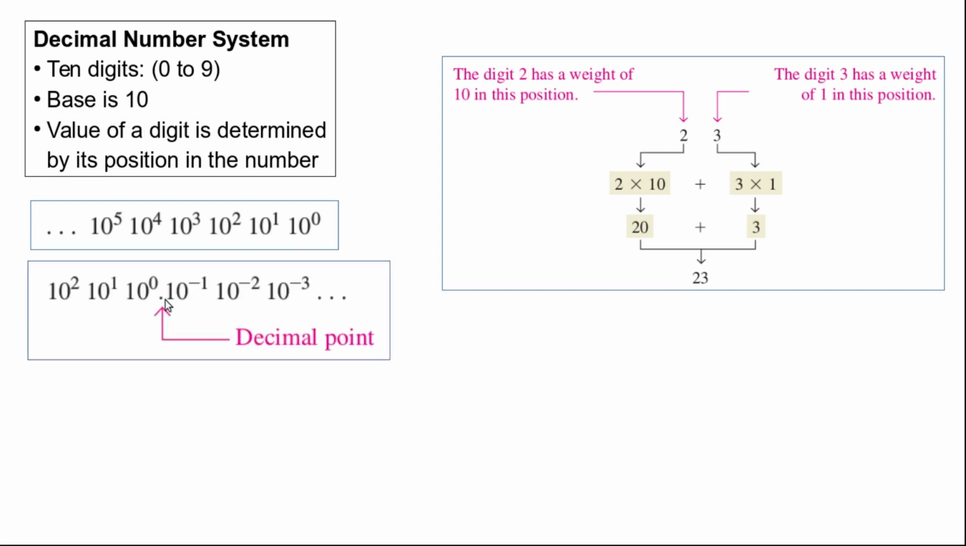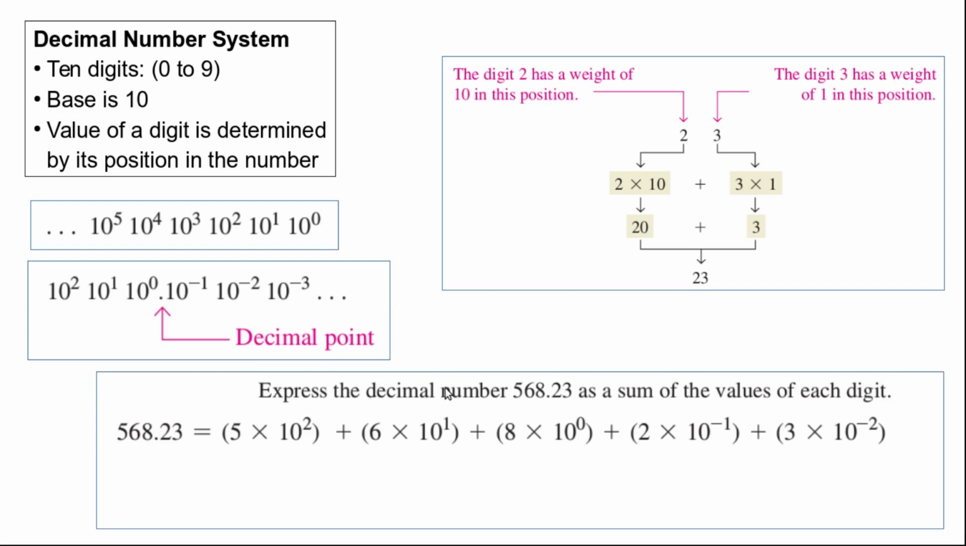If we have a decimal point, then the weights will be something like this. To the left of the decimal point, the weights of the positions will be 10 to the power 0, 10 to the power 1, 10 to the power 2, and so on. And for the positions on the right of the decimal point, the weights will be 10 to the power minus 1, 10 to the power minus 2, 10 to the power minus 3, and so on.